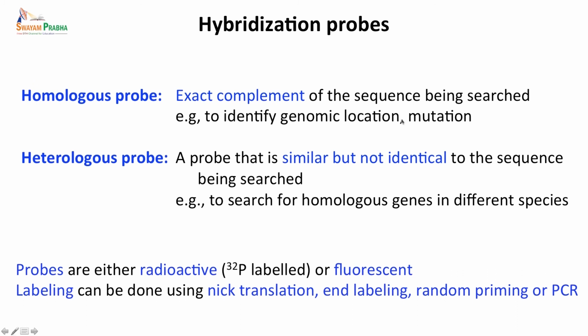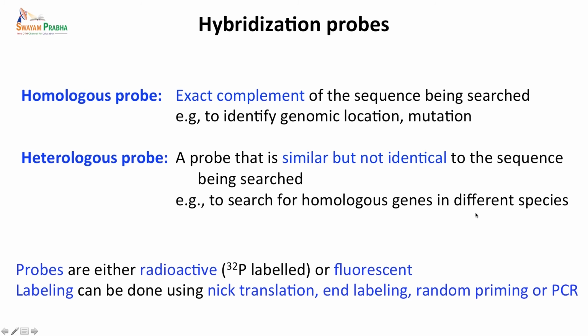Also, if you have the genomic library from normal and diseased tissue, then you can use the probe to pull out those genes from the normal and diseased tissue, sequence them to study what type of mutations might be there in the disease condition. The heterologous probe is similar to the gene being searched, but not totally identical. And this is generally done to search for homologs of genes in different species.